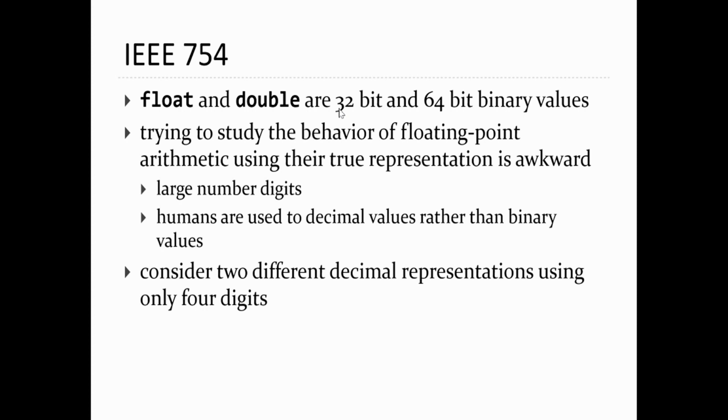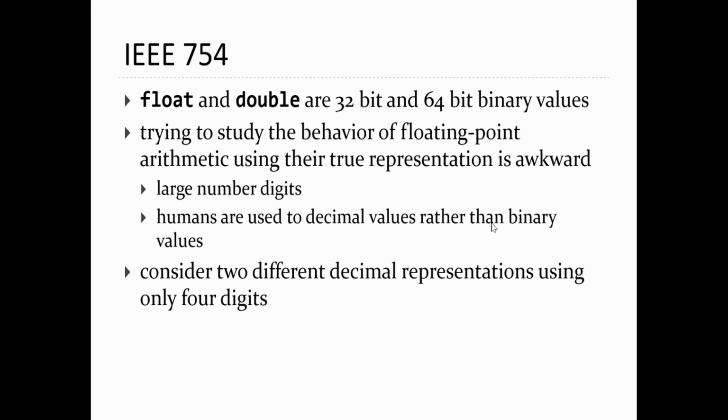So float and double. Float takes up 32 bits, double takes up 64 bits. So in other words, they both behave basically the same. It's just that float is the smaller version of double. They're binary values on your computer. The standard actually has a base 10 standard as well, but on your computer they're in binary.